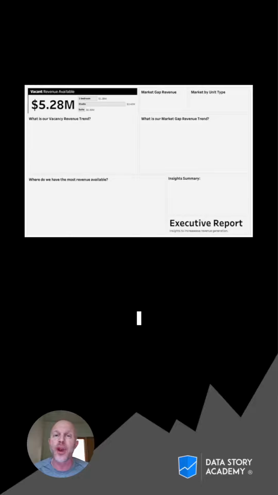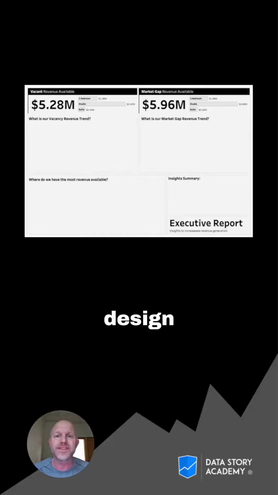Next, we start building out the dashboard components. I'm going to start with that vacant revenue where I add a big number and a chart that breaks down their 3 unit types. This chart is clickable and interactive to filter across the rest of the dashboard. I'm going to use that same design for my market gap chart as well.